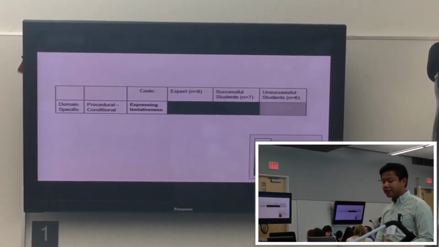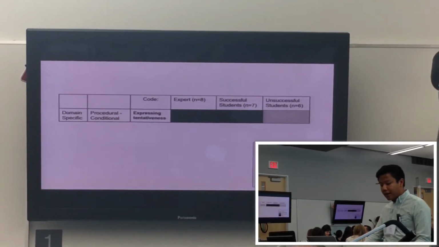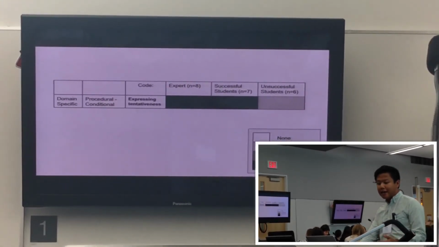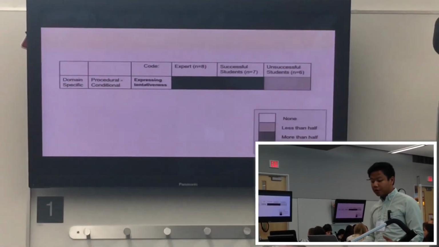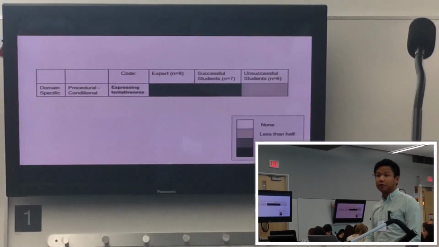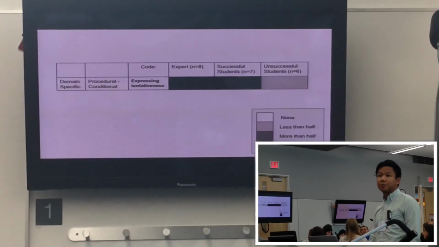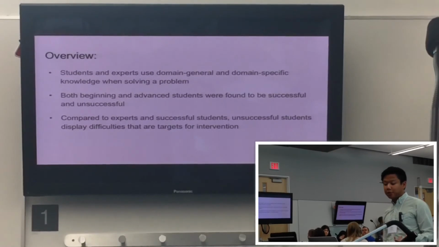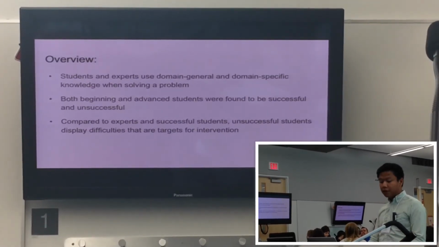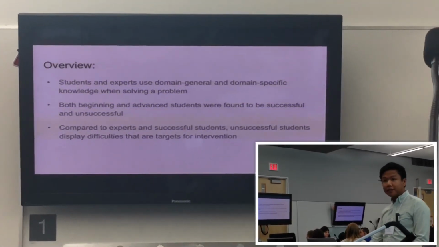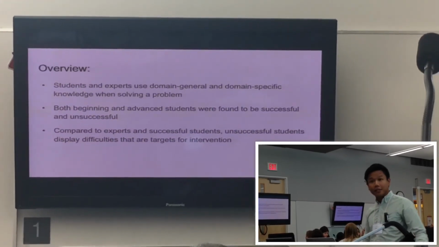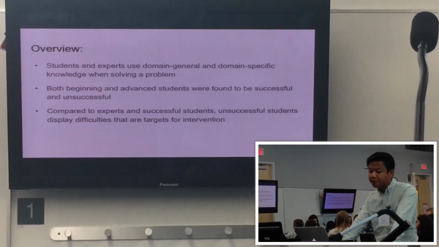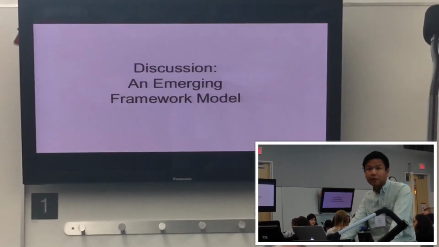Lastly, I'll talk about experts and successful students expressing tentativeness considerably when solving the problem, and we noticed that they displayed this tentativeness as a tool for problem solving to compare other scenarios before reaching the final conclusion. And this was characterized mostly by experts and successful students. So, to summarize, students and experts practice varying strategies when solving a problem. Both beginning and advanced students are found to be successful and unsuccessful. And compared to experts and successful students, unsuccessful students display difficulties that are targets for intervention.